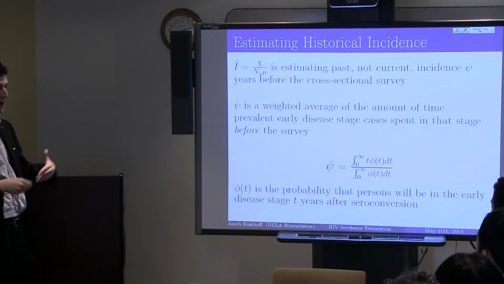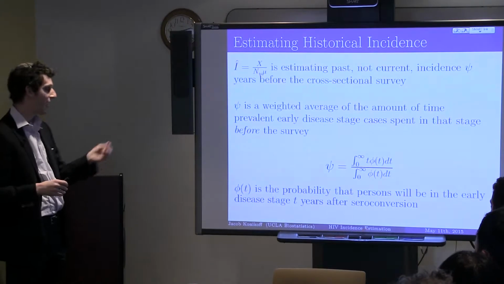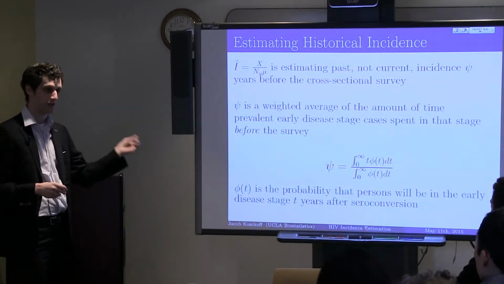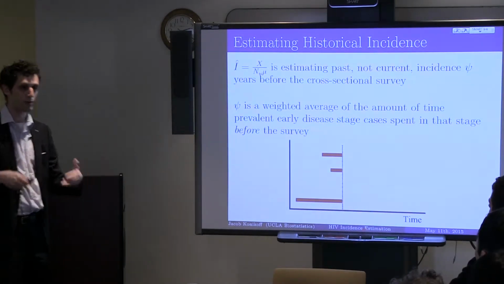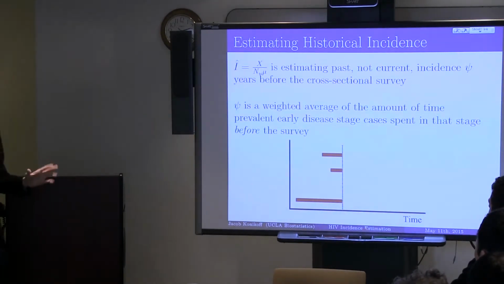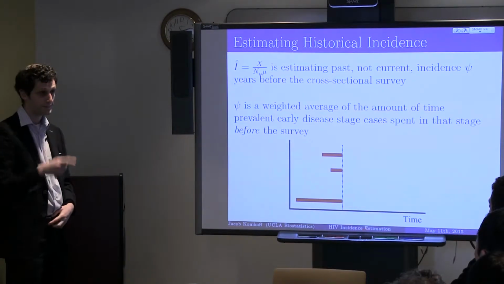So the weights, how much emphasis, I guess, we put on that individual's infection who's in that early disease stage, if we go back to this thing, is based on the probability we'd find someone who was infected that far in the past. Yeah?